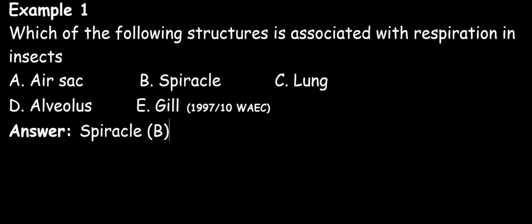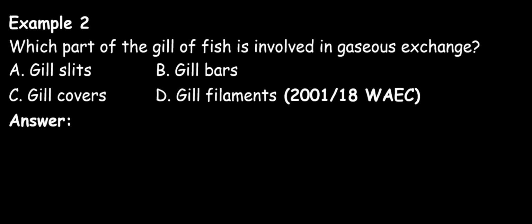The next question says, which part of the gill of fish is involved in gaseous exchange? A. Gill slits, B. Gill bars, C. Gill covers, D. Gill filament. The answer to this question is D, the gill filament, because gaseous exchange takes place in the gill filament of the gill of fish.